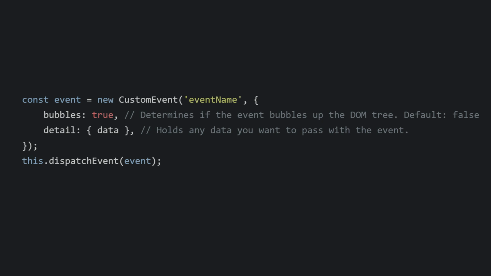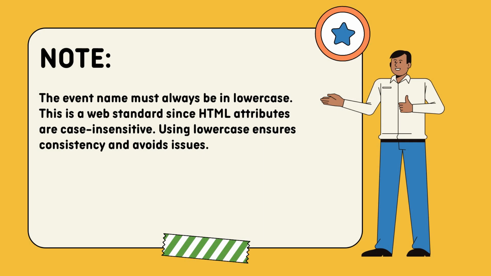Here is the syntax of custom events. Here, bubbles determine if the event bubbles up the DOM tree. It is defaulted to false. Here, data holds whatever data you want to pass with the event. Once the event is created, you use this.dispatchEvent to dispatch the event. The event name must always be in lowercase. This is a web standard since HTML attributes are case insensitive. Using lowercase ensures consistency and avoids issues.